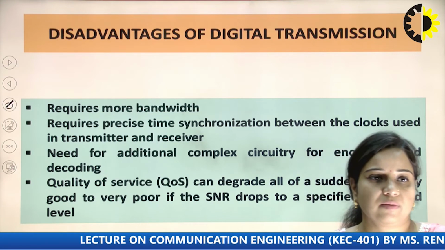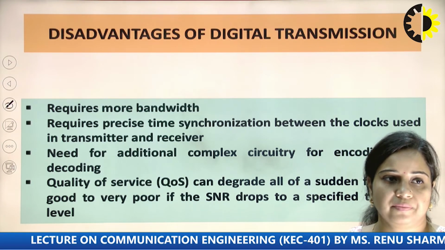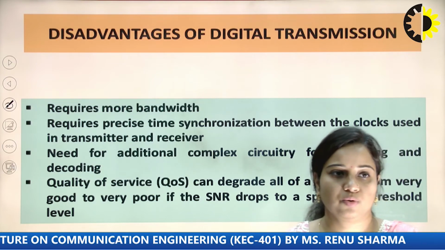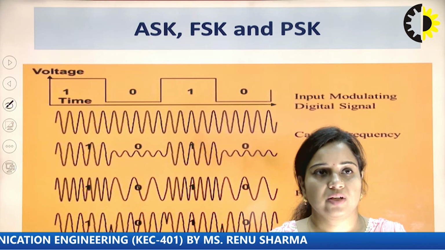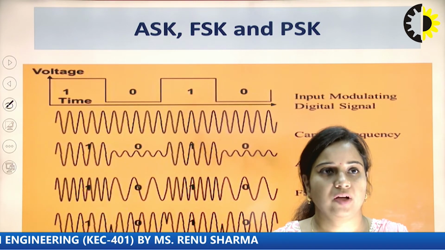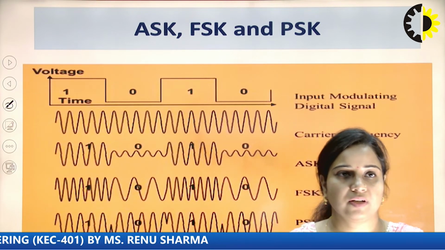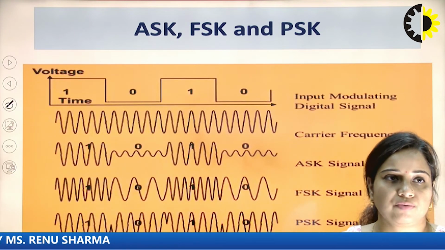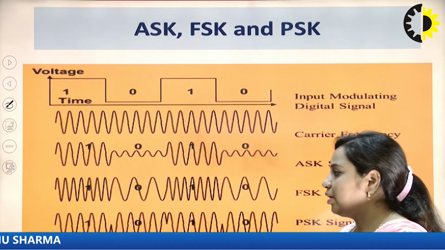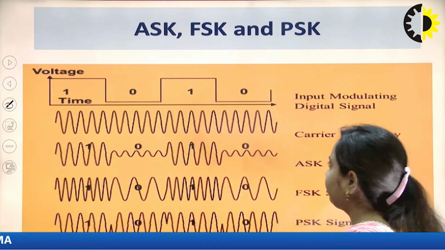So, quality of service can degrade all of a sudden, going from a good to a very poor signal to noise ratio, which is dropped. Now, after discussing the digital transmission, how are we going to modulate the signal if it is present in ones and zeros form? Firstly, this 1-0 form is converted into an electrical signal using line coding.